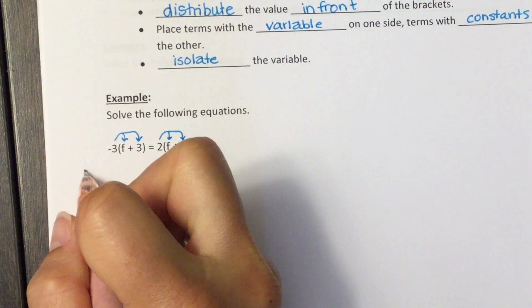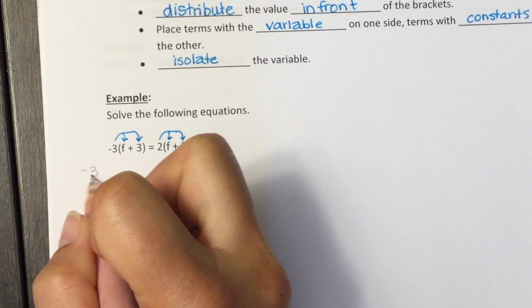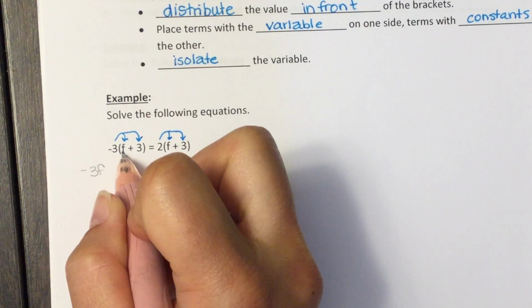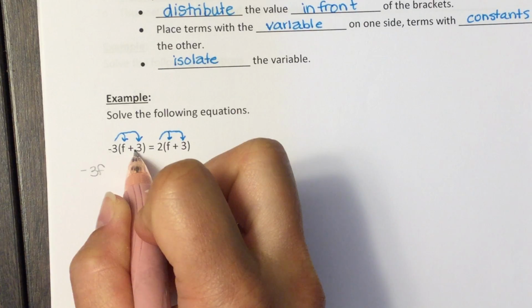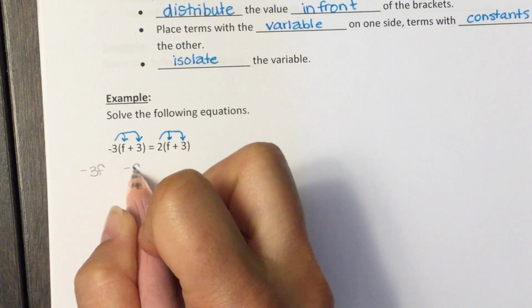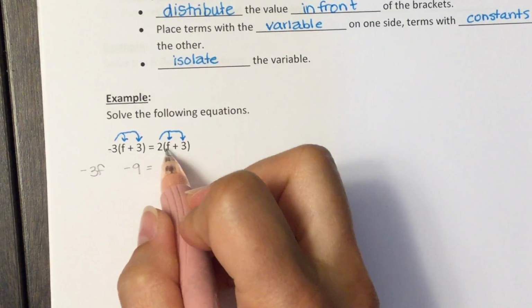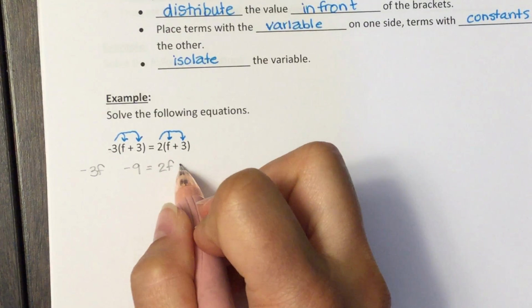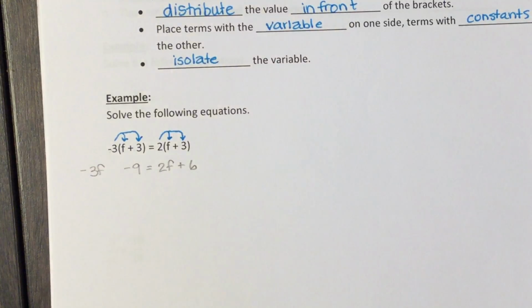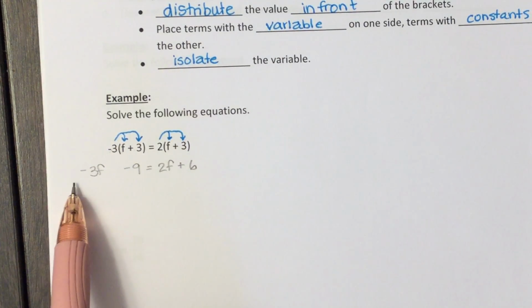On the left-hand side, we're going to have -3f, because -3 times f. Then we have -3 times +3 is -9. On the right side, we're going to have 2f, and then 2 times +3 is +6. So we still have more than one f.